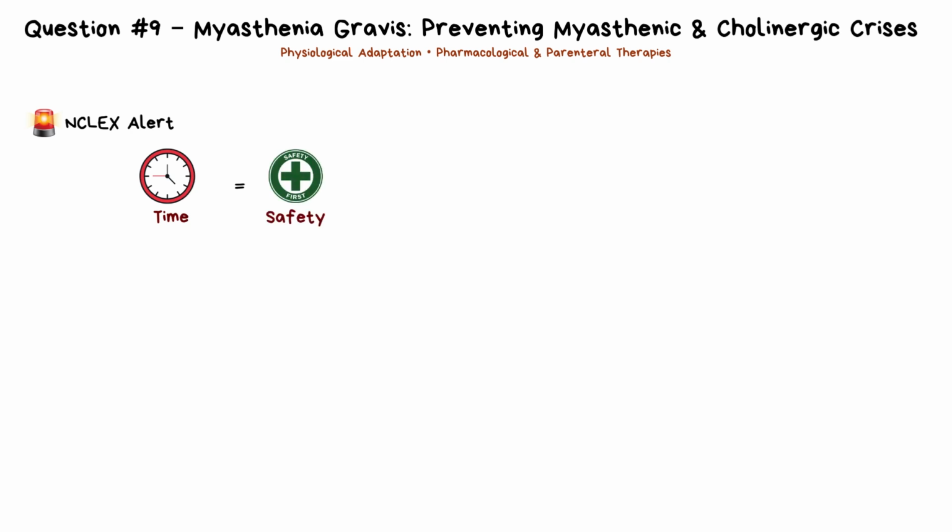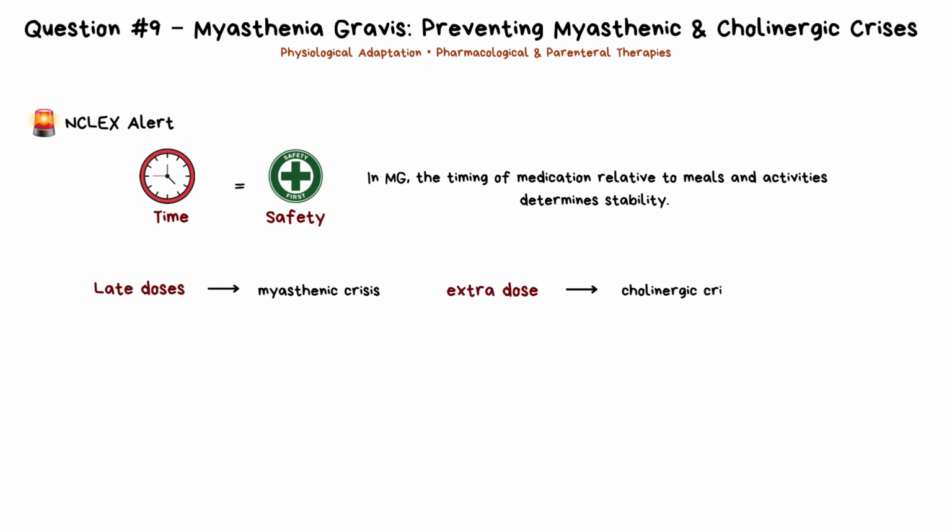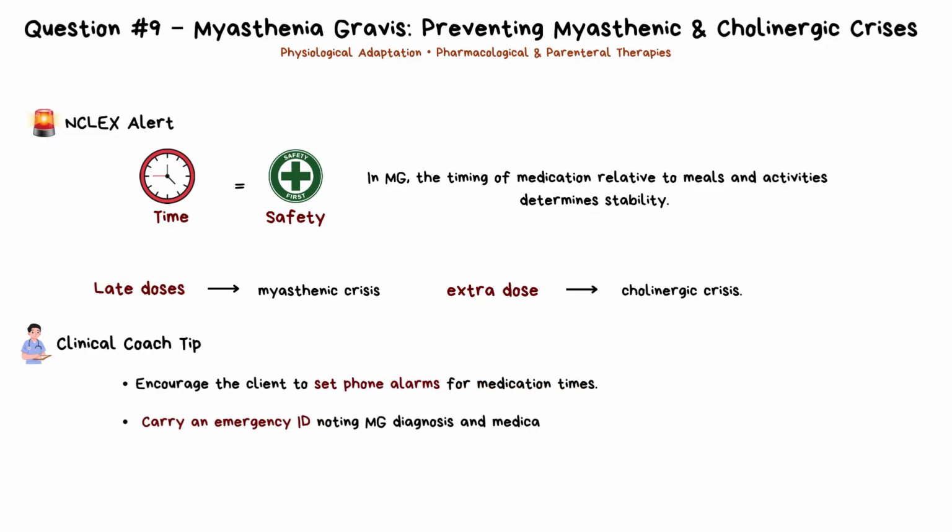Here's your NCLEX alert. Timing equals safety. In myasthenia gravis, medication timing relative to meals and activities determines stability. A late dose can trigger a myasthenic crisis, while an extra dose can cause a cholinergic crisis.